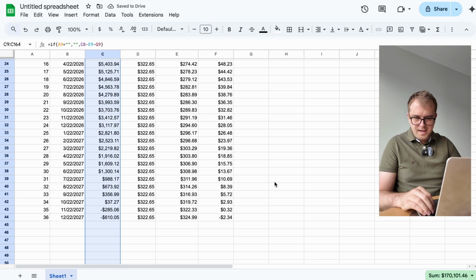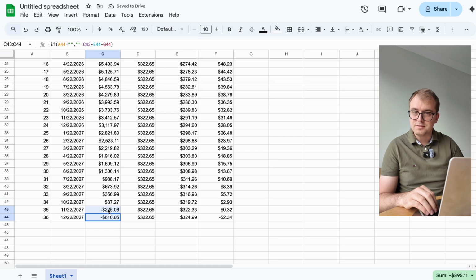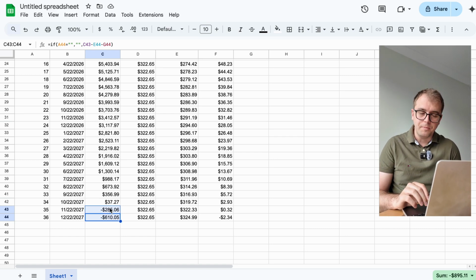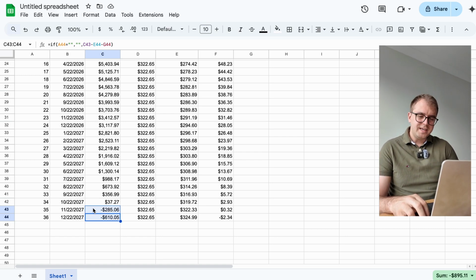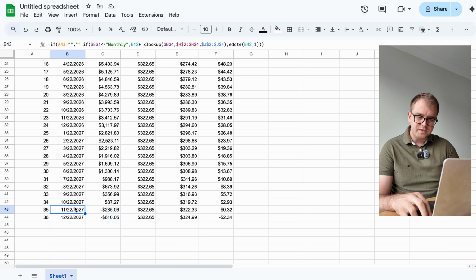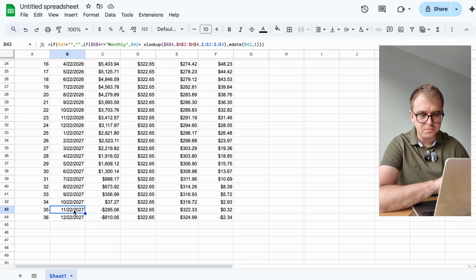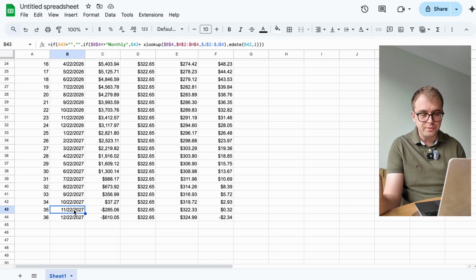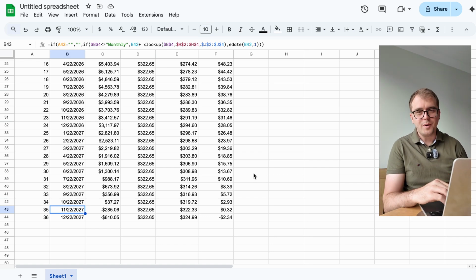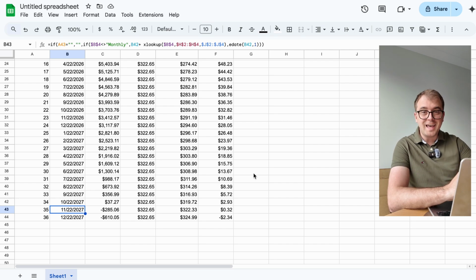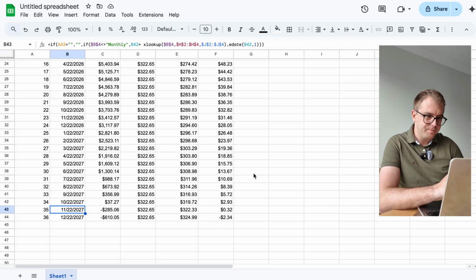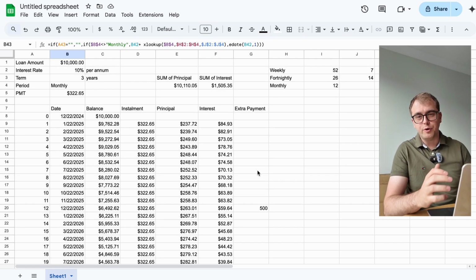So down here, you can see we're now in negative balances, which isn't what we were looking for before. So what this actually tells me is that sometime between the 22nd of the 10th and the 22nd of the 11th, so sometime in November probably, we've actually paid off our complete loan amount. So this is a good way to reduce the term of your loan, and this is how it would display in the schedule. So that wraps up about everything I wanted to walk through in this video.